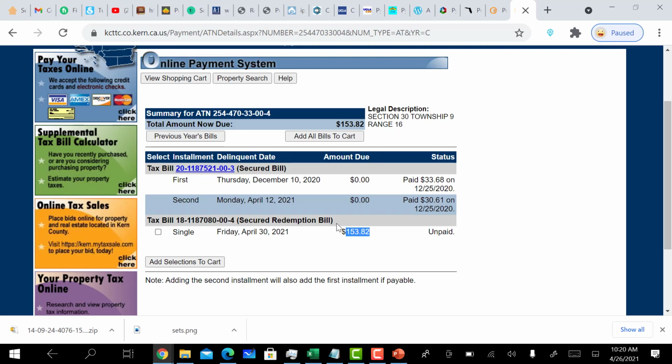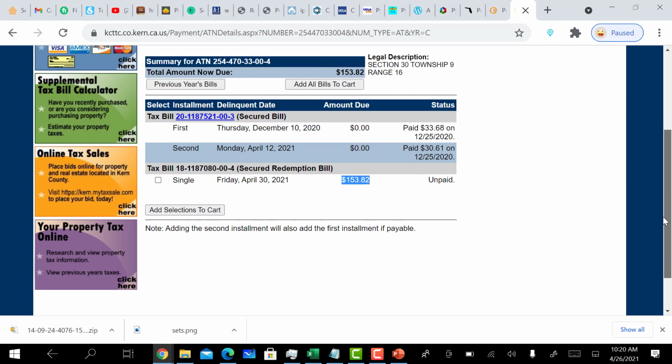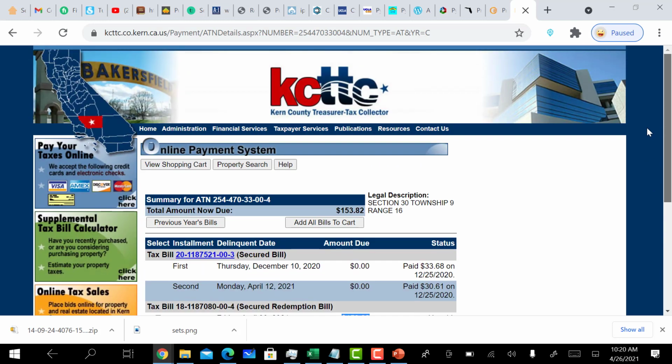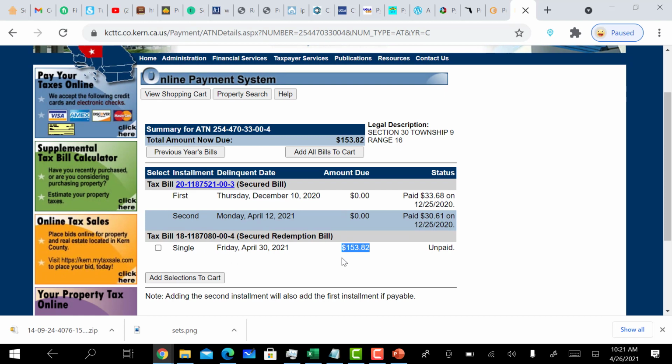If you end up having a deal with someone, $153.82 is definitely not bad as a back tax. So this is pretty much how you check for back taxes on any county. Just to protect yourself, call the county to double check your number, to double check that you have $154 that needs to be paid, and then do the search yourself. So that's what I will do.